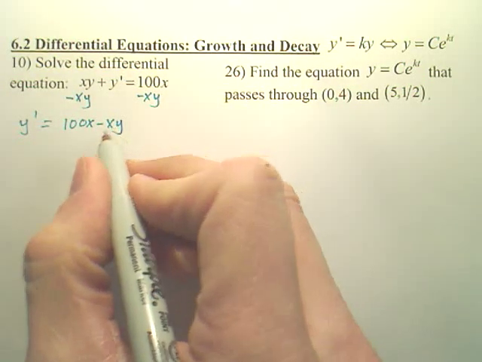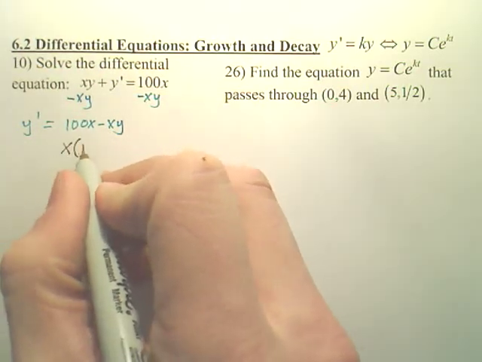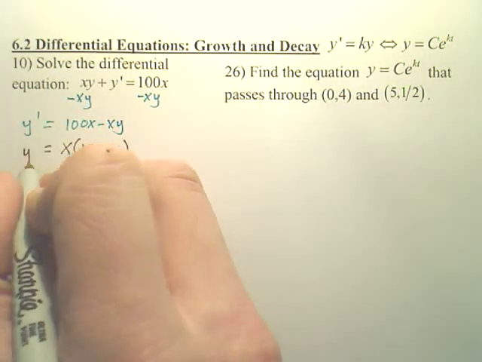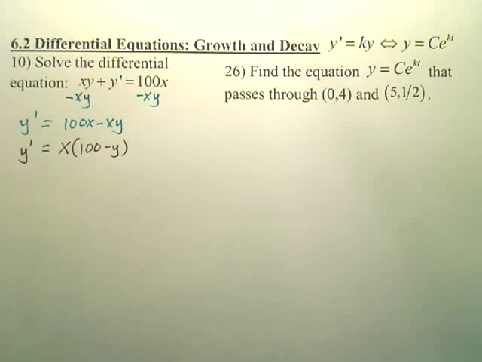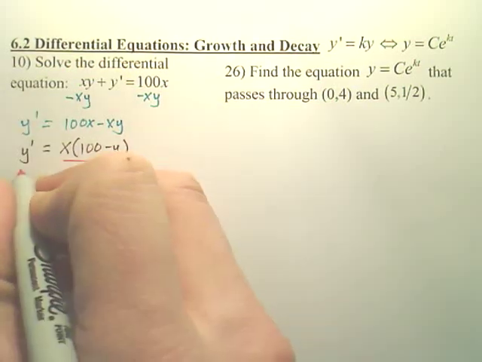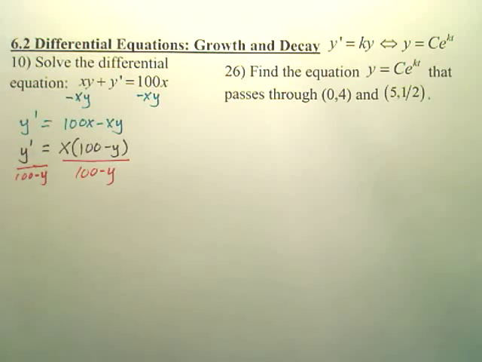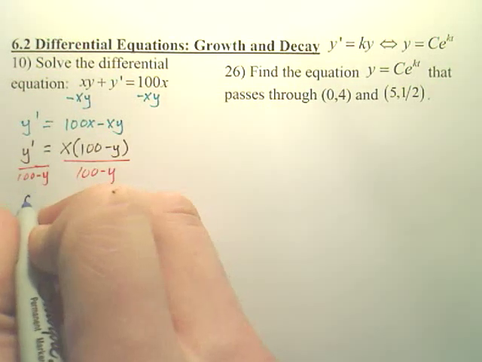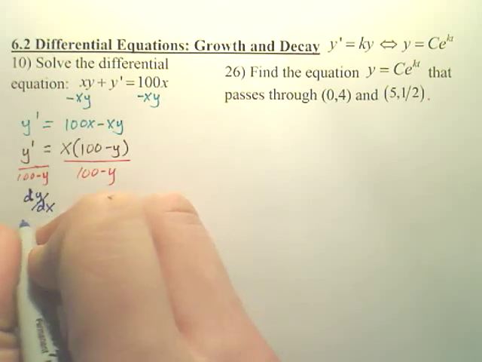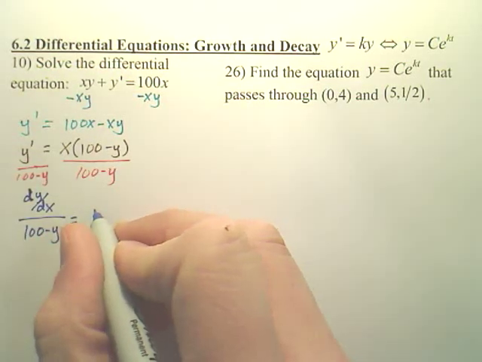Now, I want y back. I need to get this y back over here. So real quick, could I pull an x out of both of these? You get x times (100 minus y). Could I then divide by 100 minus y? So I now have y prime over 100 minus y equals x.